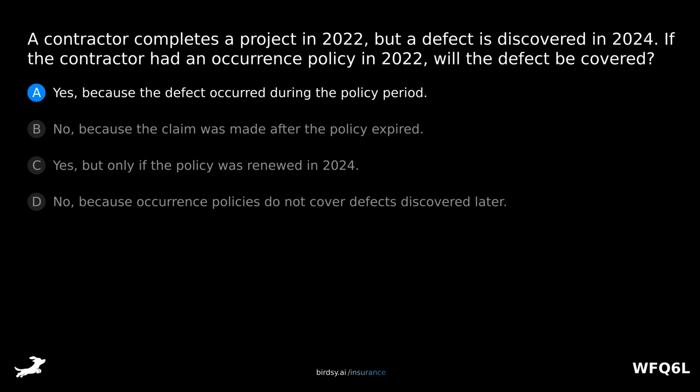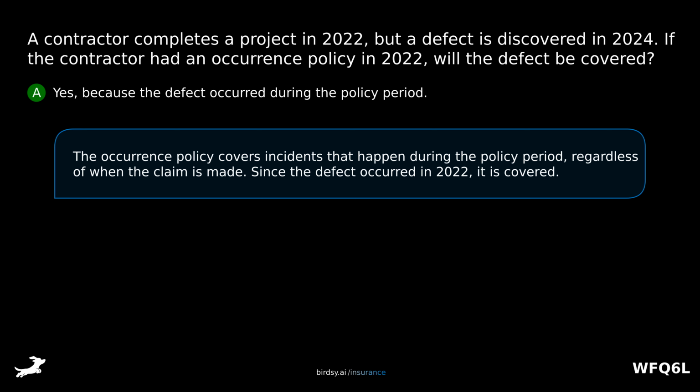Is it A, yes, because the defect occurred during the policy period? B, no, because the claim was made after the policy expired? C, yes, but only if the policy was renewed in 2024? Or D, no, because occurrence policies do not cover defects discovered later? The answer is A, yes, because the defect occurred during the policy period. The occurrence policy covers incidents that happen during the policy period, regardless of when the claim is made. Since the defect occurred in 2022, it is covered.